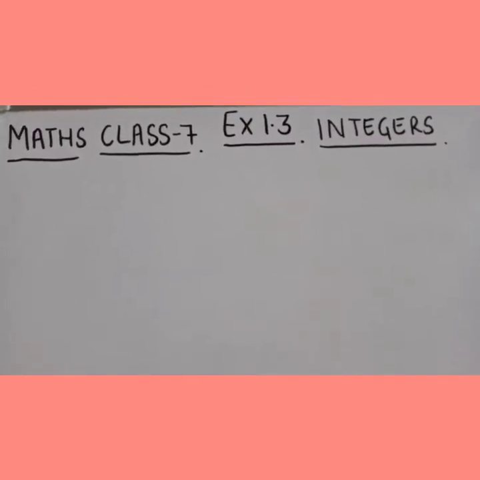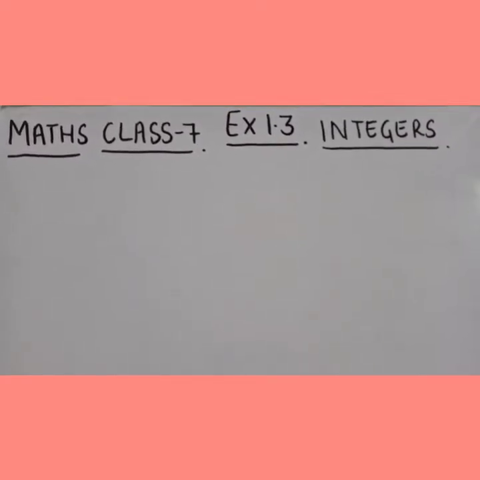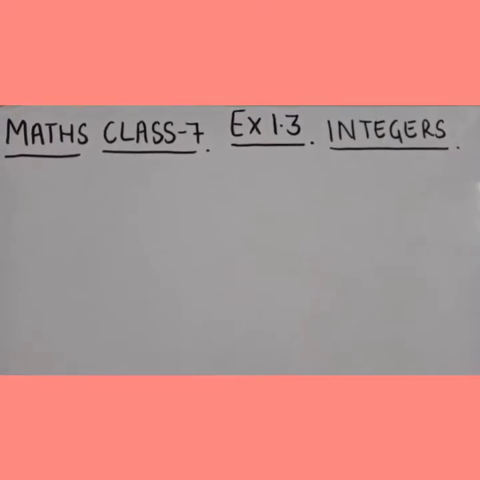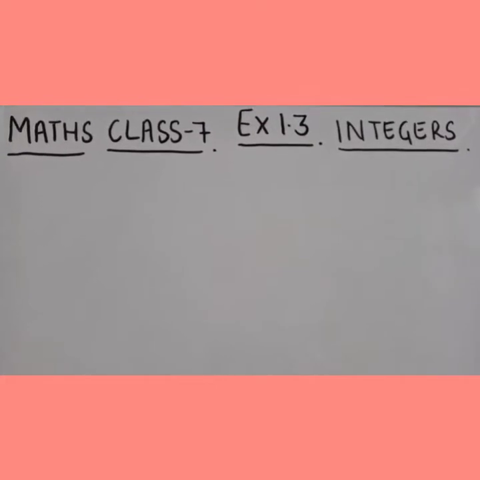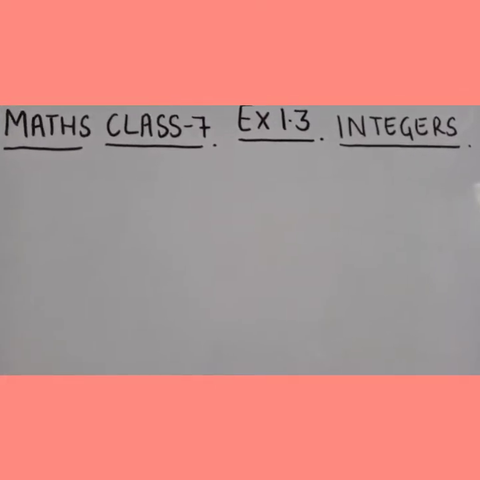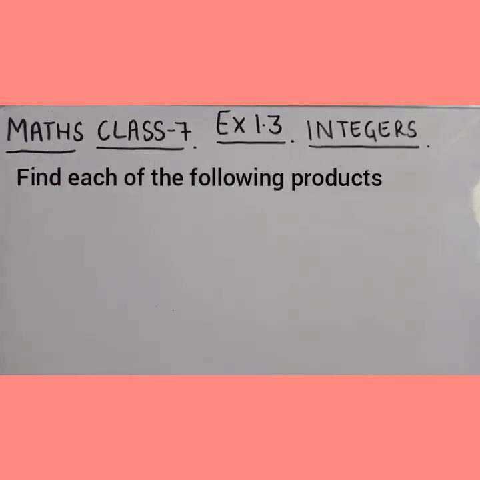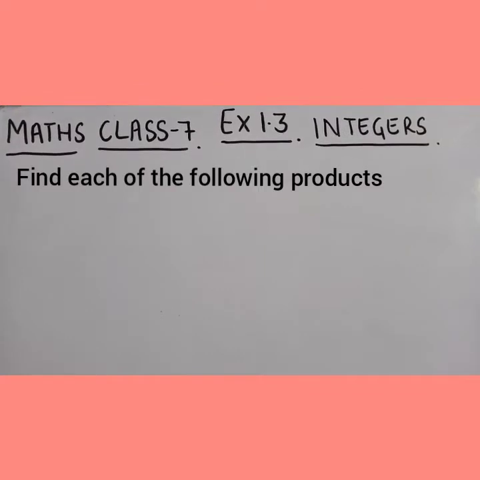In the previous video, we have completed example number 2, 3 and 4. In this video, we will do exercise 1.3 of integers, class 7 maths NCERT. So let's start with the first question. Question number 1 on the screen. Question number 1 says, find each of the following products.